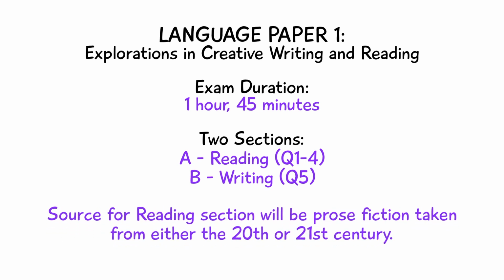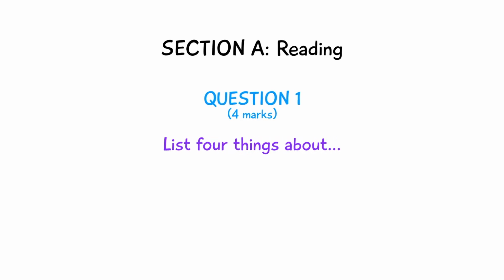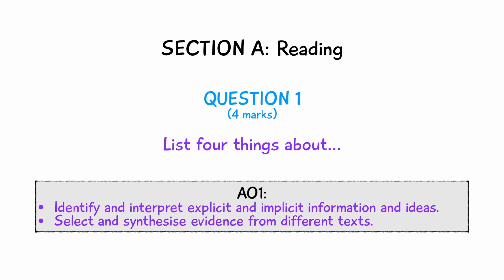So the source that you'll be looking at in Section A will be prose fiction taken from either the 20th or the 21st century. So Section A is the reading section. Question 1 will ask you to list 4 things about a given focus from a specific part of the extract. You are assessed on AO1, which involves identifying and interpreting explicit and implicit information and ideas, and selecting and synthesizing evidence from different texts. It's worth 4 marks, 1 for each correct answer.